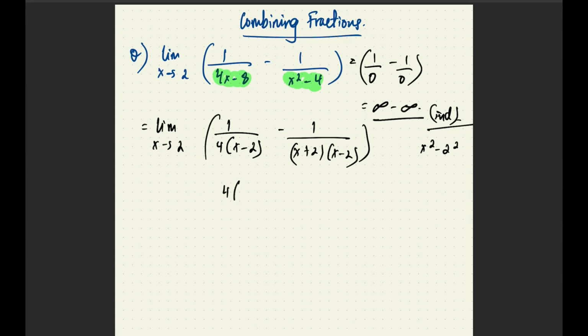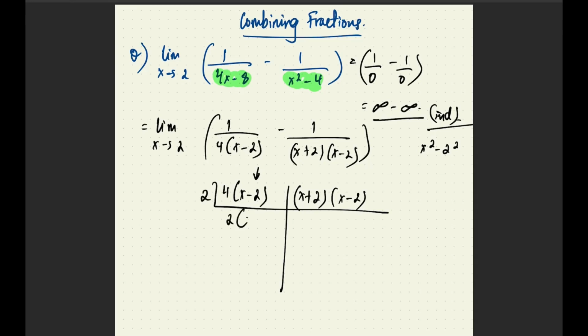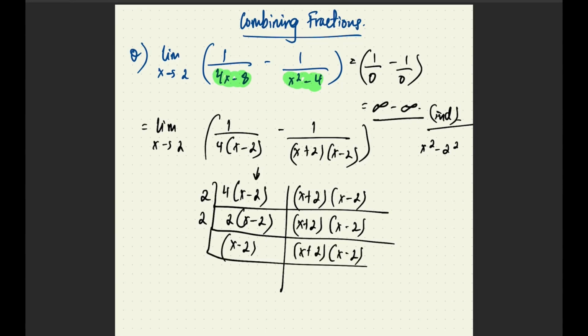To find the LCD, I'll put down both denominators separately, and then I need to find the smallest number that divides any one of the denominators. The smallest number that divides this one is 2. So 2 divides this to give us 2x minus 2. 2 does not divide the second denominator, so I'll just write it down as it is. Then again, 2 divides the first denominator to give us x minus 2, and 2 does not divide the second denominator, so I'll write it down as it is.